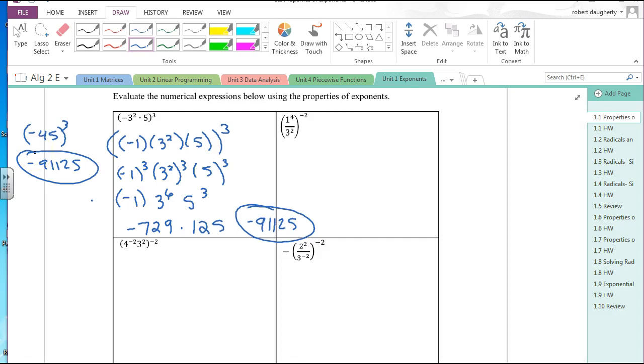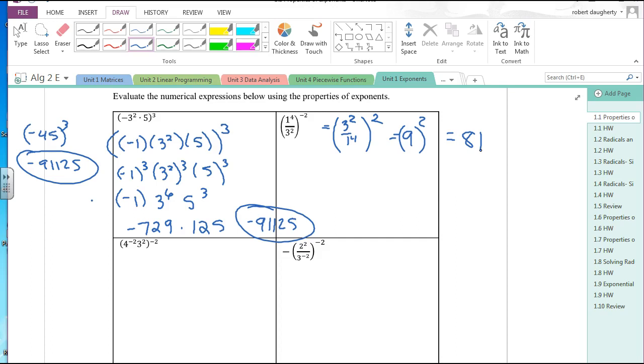Let's look at this one. When I see this negative exponent, how can I deal with the negative exponent to begin with? Just flip the fraction. So this becomes 3 squared over 1 to the 4th, squared. What's 1 to the 4th? 1. What's 3 squared? 9. So this is just 9 squared, which is what? 81. So some of these look more complicated than they really are. So this is 9 over 1, that's 9 squared, that's just 81.